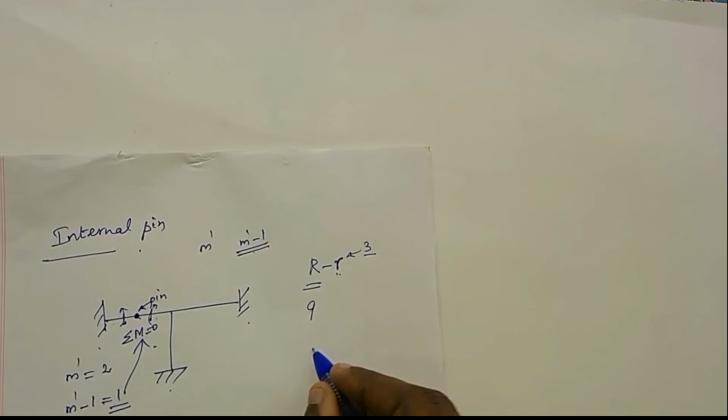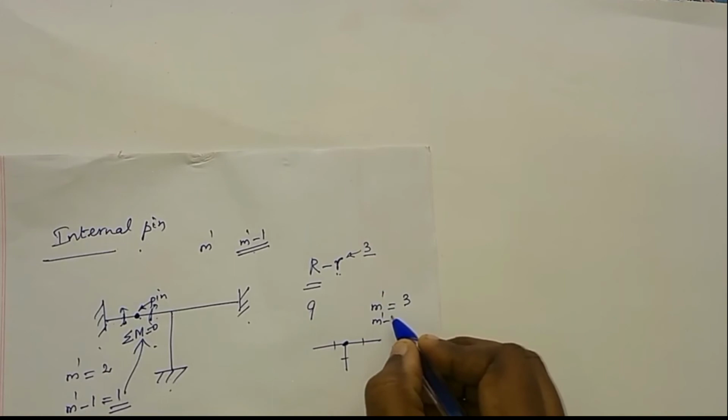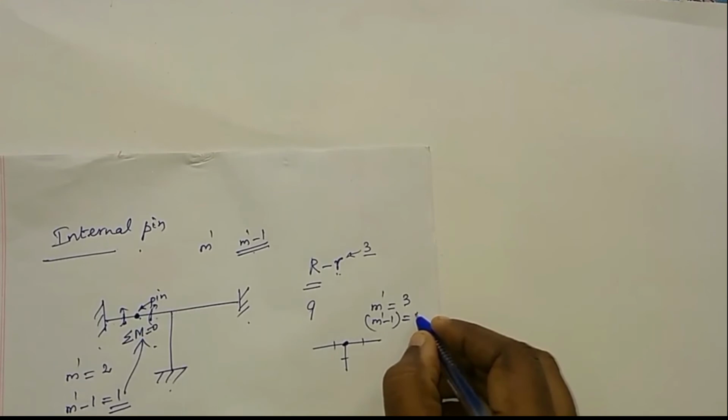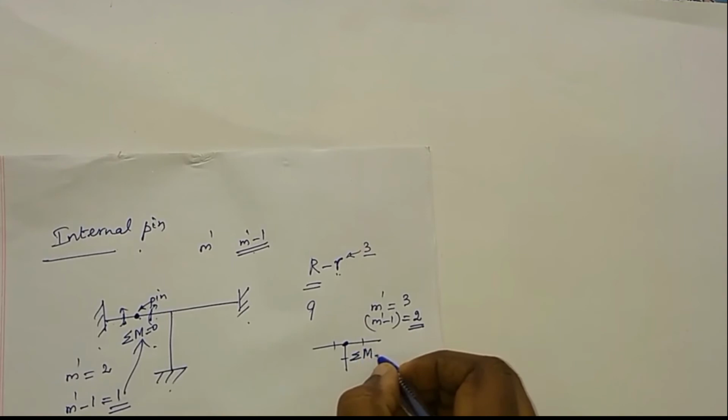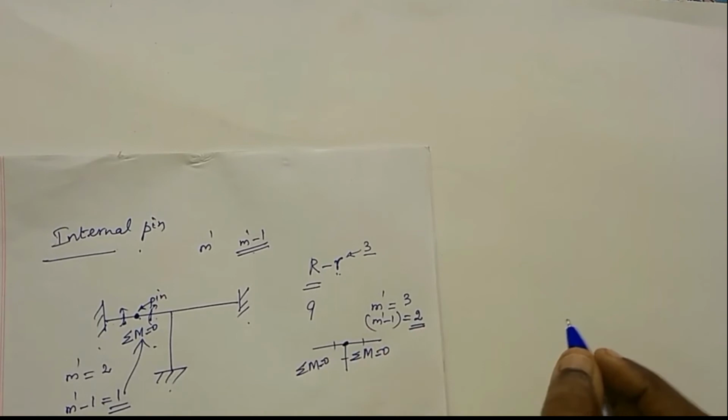If an internal pin is between 3 members, so here m dash is equal to 3. M dash minus 1 is the number of equilibrium equations that exist out of this pin. So that will be 2. The two equilibrium equations are sigma m equal to 0 between any two members, and sigma m equal to 0 between any other two members, such that this pin is removed and it forms a simple beam. So this pin gives rise to two equilibrium equations.